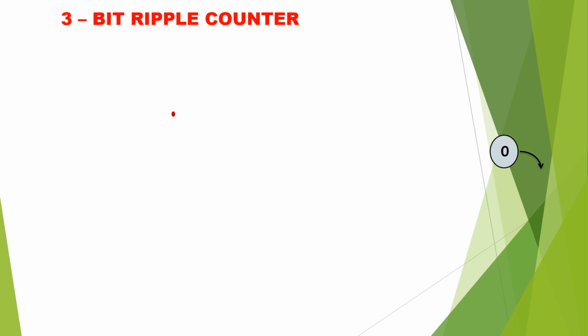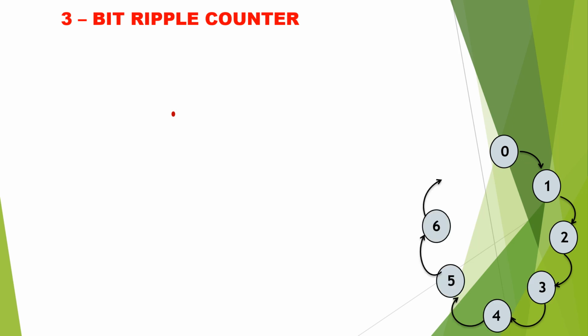In the previous presentation, we have seen about the 3-bit ripple counter, and this counter counts from the sequence 0, 1, 2, 3, 4, 5, 6 and 7. So we have 8 sequence. So we call this as a modulo 8 counter.